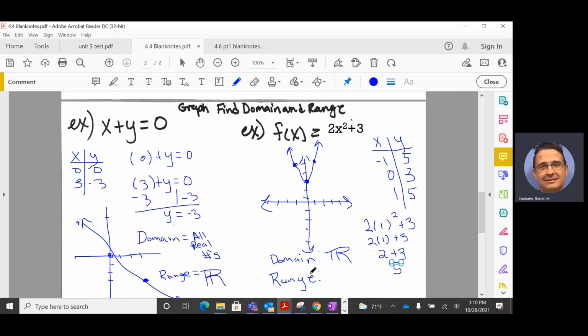Notice, range deals with the y values, or y's, that are being used. Are there any y's being used down here? No. Look, it seems like no matter what we do, the lowest point on this graph is this point right here, (0, 3). Is there any y that's going to be lower than 3?